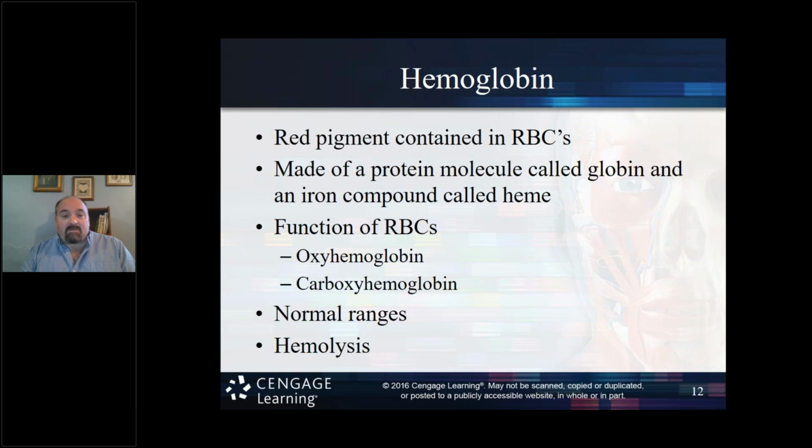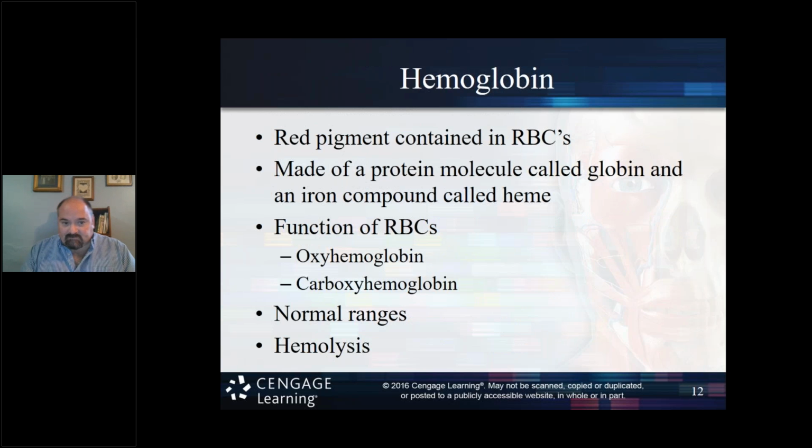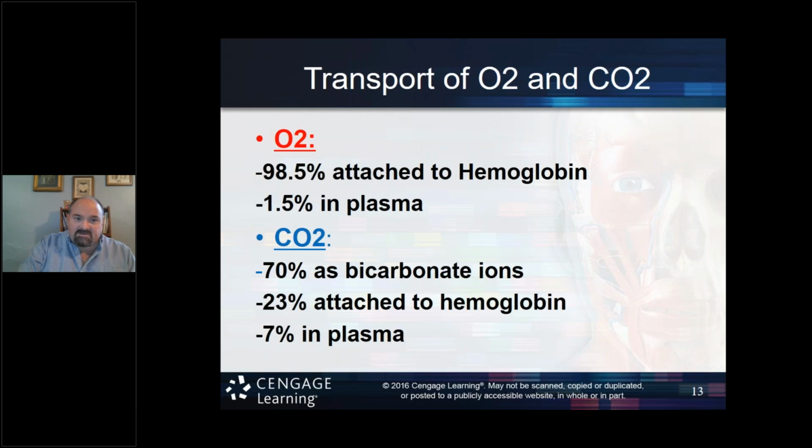So hemoglobin, red pigment contained within the erythrocytes, okay? Containing, again, you saw there as far as the heme molecule, the globin molecule, how they're binding to different gases, right? Know that if the erythrocytes have oxygen present and they're carrying it, then it would be called oxyhemoglobin. Carrying CO2, carboxyhemoglobin, right? Hemolysis would be the actual destruction of blood cells and such.